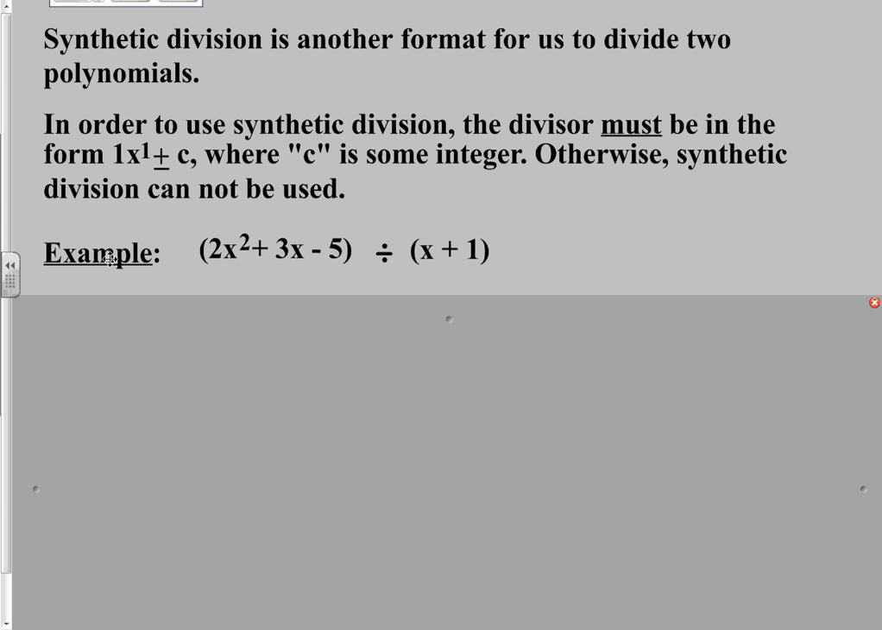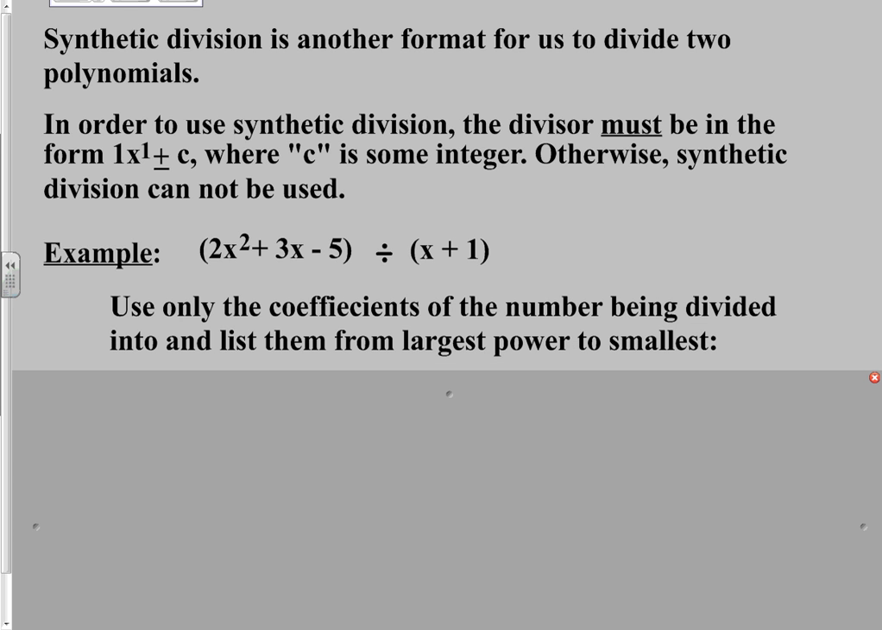So let's have a look. Is this a problem that is eligible to use synthetic division? We'll have a look at the divisor, x plus 1. Does it fit the format? Does your variable have a coefficient of 1 and an exponent of 1? Yes, all we have is just an x. And do we have just a number hanging on to the back of it, a constant? Yes, we do, positive 1. So good. Synthetic division is an option with this problem.